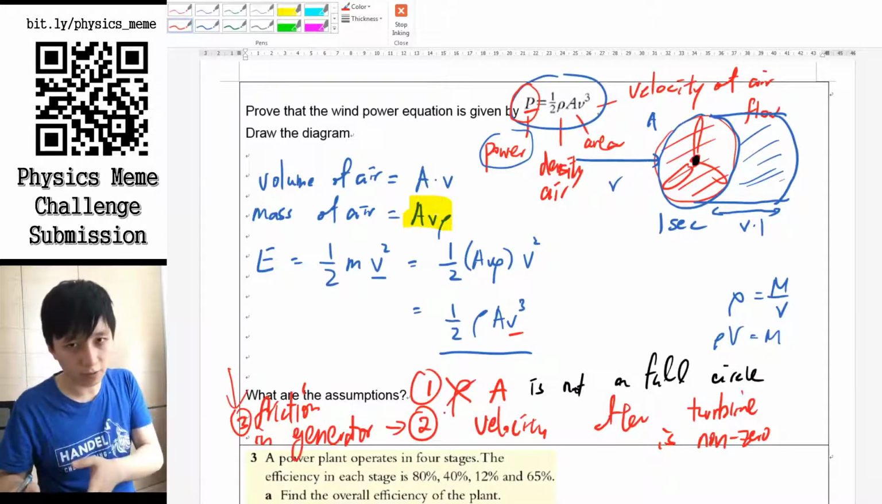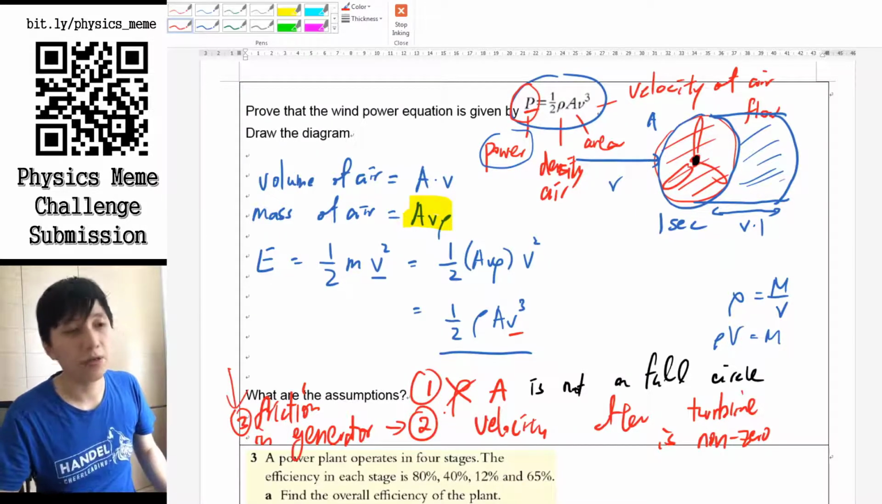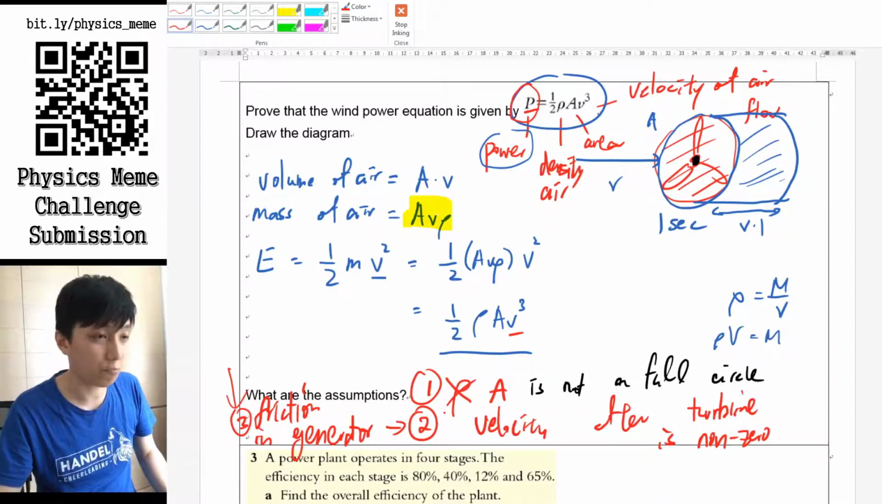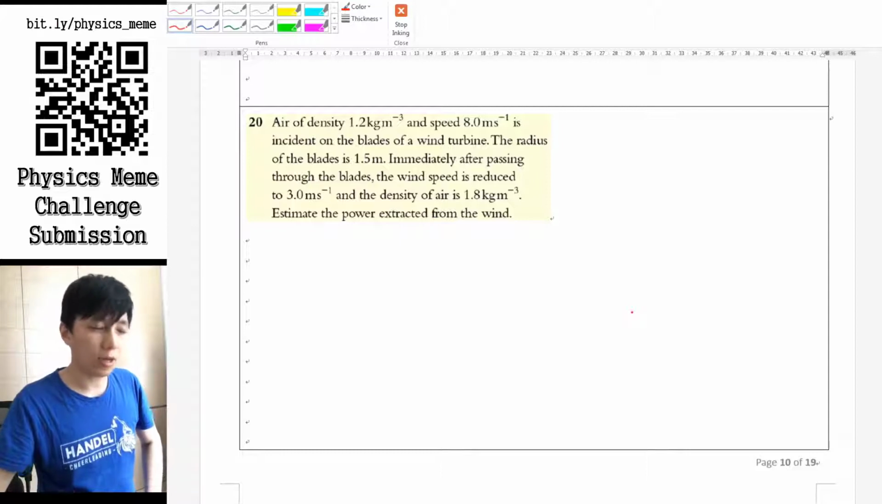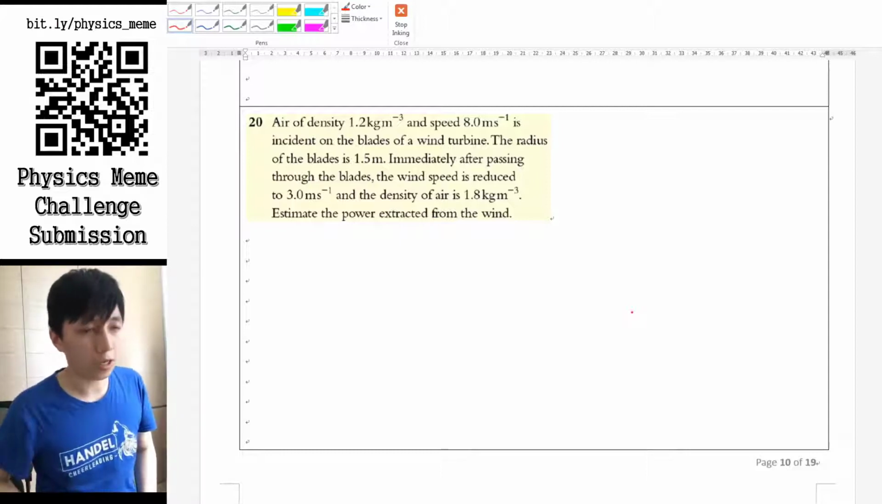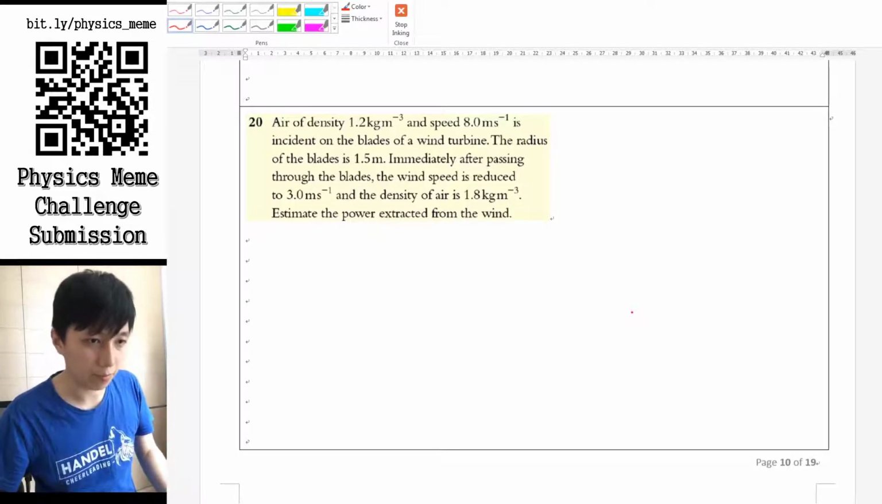If you have something else, then please leave your suggestions in the comment section below. To show you how to use this equation, let's try to do this question showing on my screen, question 20 on page 10.